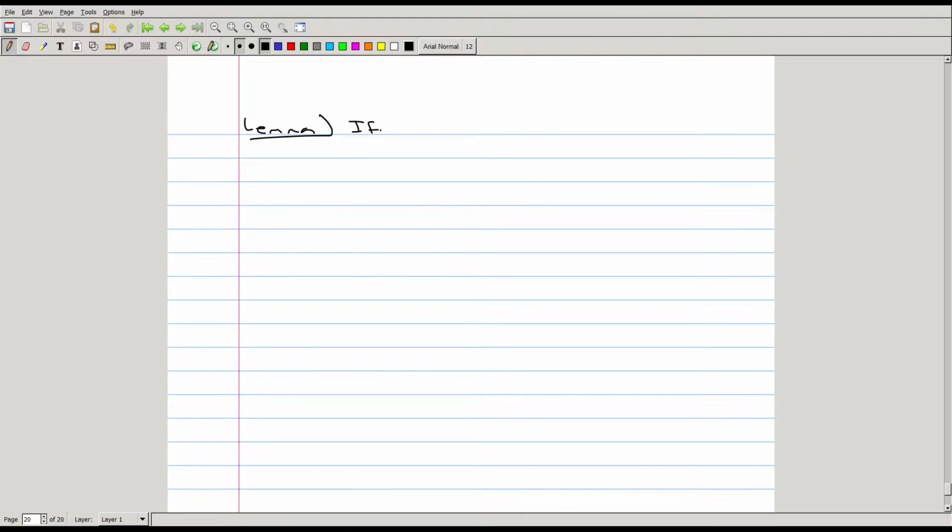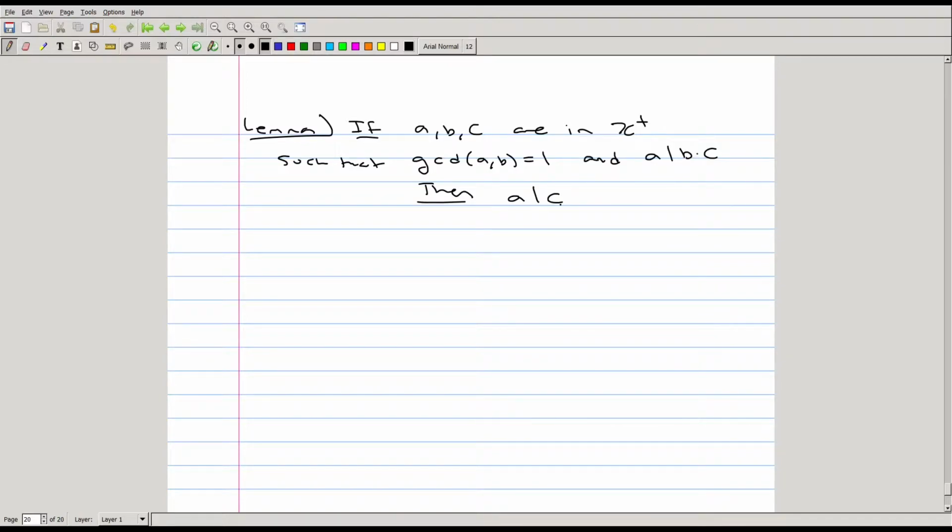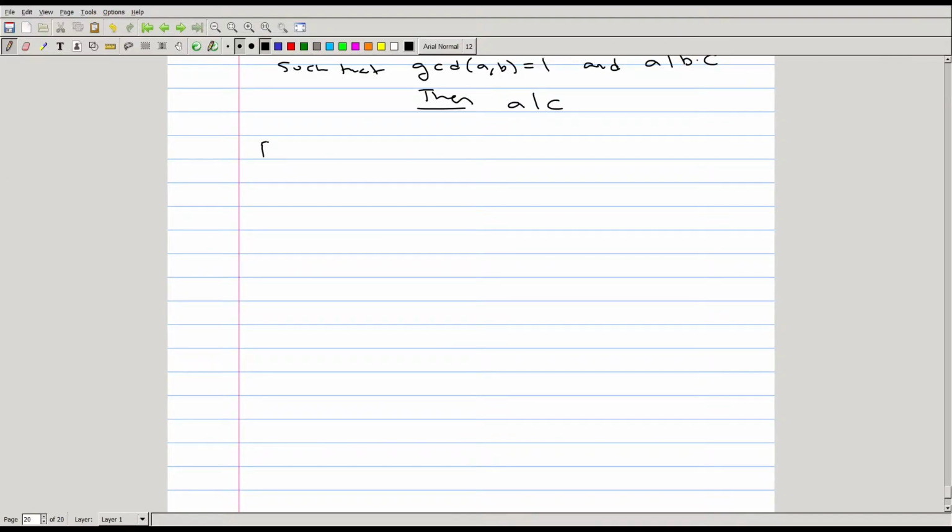So if a, b, and c are positive integers such that the greatest common divisor of a and b is 1, so these are relatively prime, and a divides b times c, then we can say definitively that a divides c. The proof of this is very straightforward.